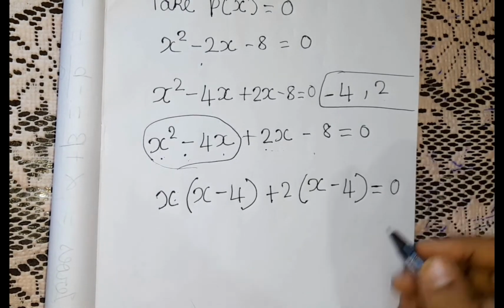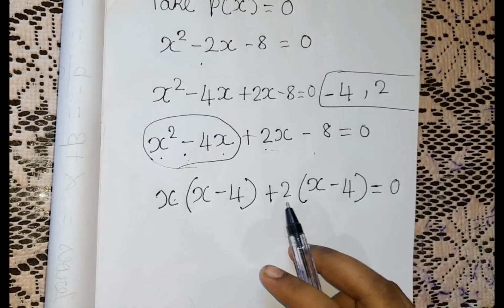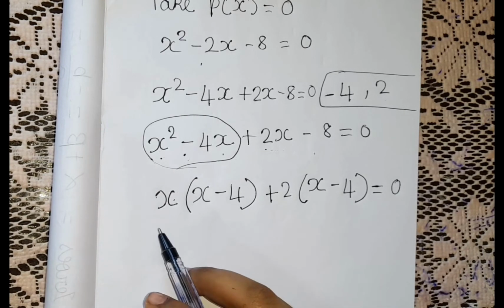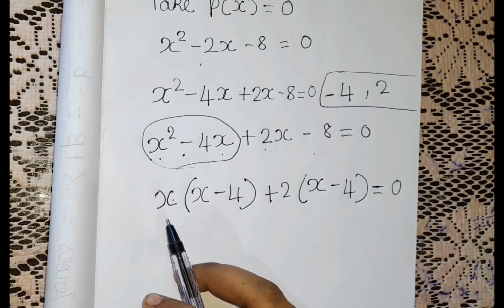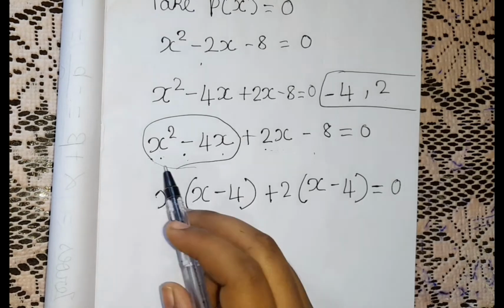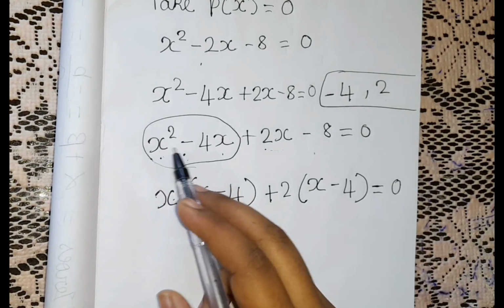I hope you understood this. So somehow we took the common numbers or variables, whatever it is, outside, and then we should solve it so that we get this form, that is x square minus 4x.